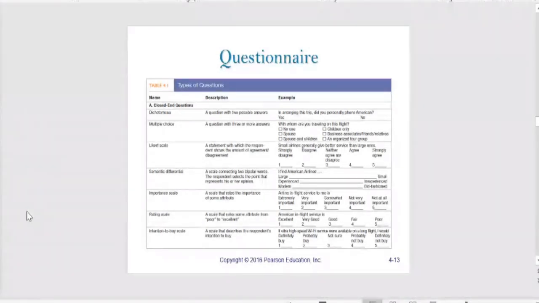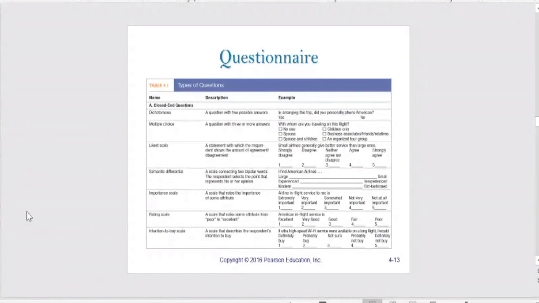Okay, so this is a type of questionnaire where you have different types of questions. For example, on the left hand side, the name could be dichotomous with two possible answers, whether you are awake or whether you are asleep. So you can have a yes or a no, or you can have multiple choice questions. For example, whom are you traveling on this flight with? Are you traveling alone, or with children, or with a spouse, or with a friend? So you can have more than two answers.